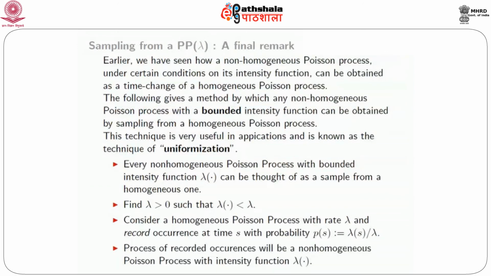The process of recorded occurrences this way will be a non-homogeneous Poisson process with intensity function lambda(t). So, this is a way of constructing or realizing a non-homogeneous Poisson process with a bounded intensity as a sampling of a homogeneous Poisson process. This works provided the intensity function lambda(t) satisfies the condition, namely that it's bounded above. Okay? This may not work otherwise.